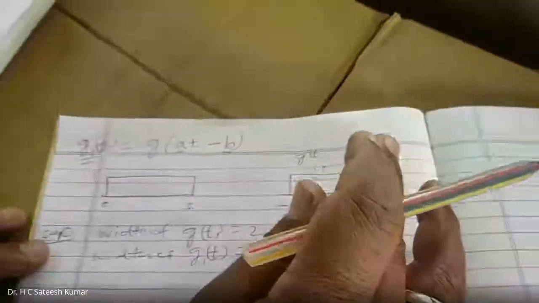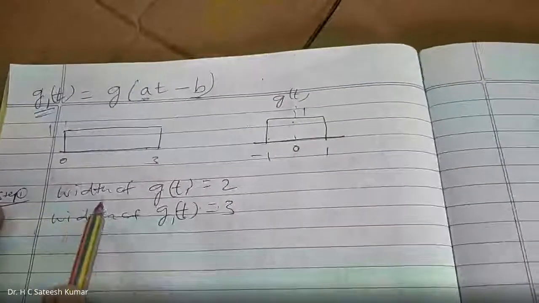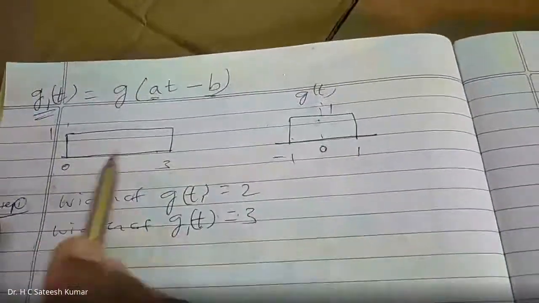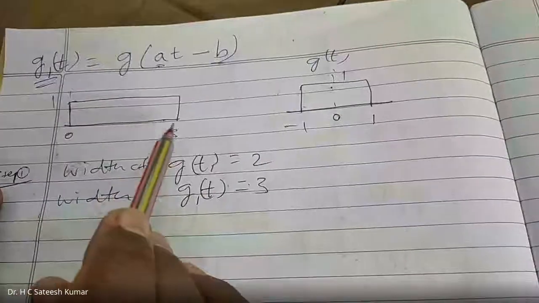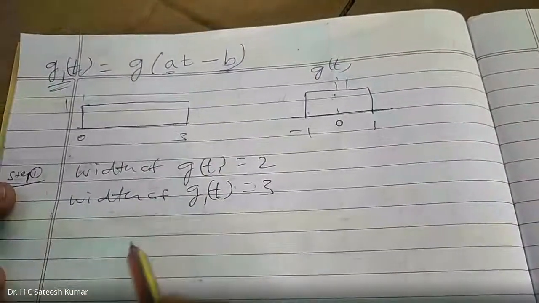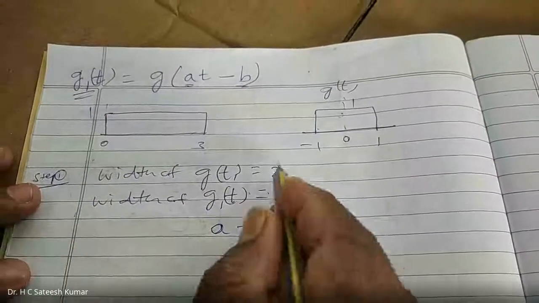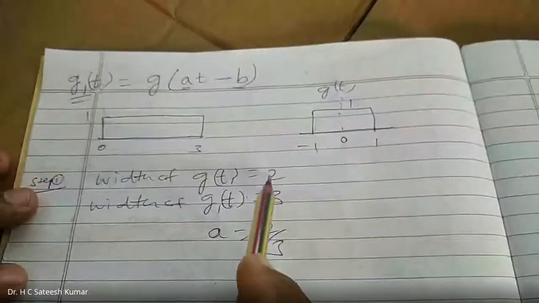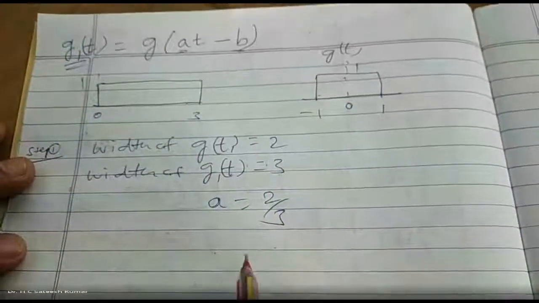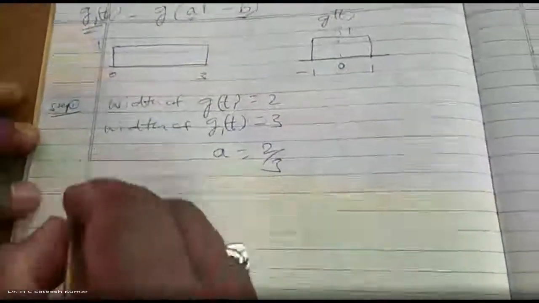How much scaling is there? Width of G of t is 2. Width of G1 of t is 3. Therefore, A is equal to 2 by 3. This much scaling we need because 2 has to become 3. 2 by 3. Okay, next.